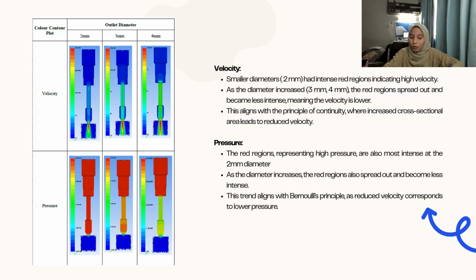Similar with velocity, the red region representing high pressure is also most intense at the 2 mm diameter. As the diameter increases, the red region also spreads out and becomes less intense. This region decreases in intensity and spreads out with increasing outlet diameter.